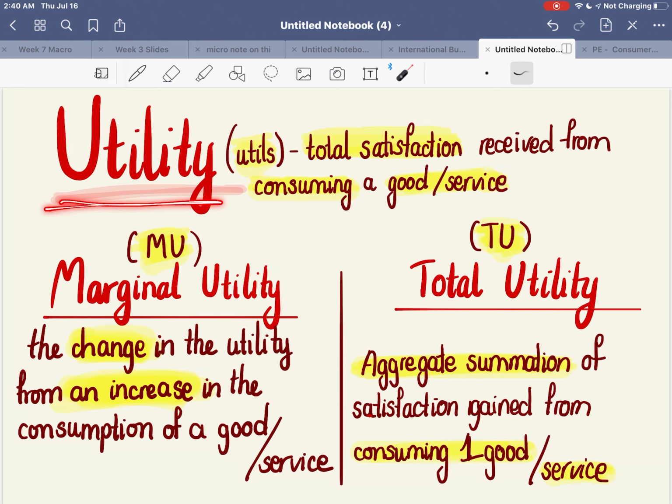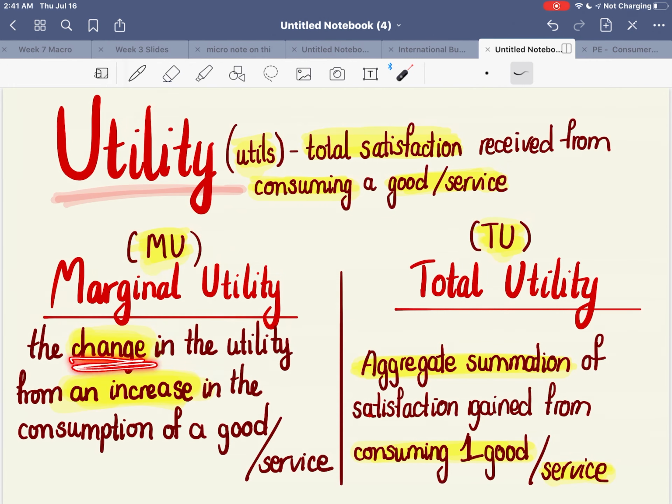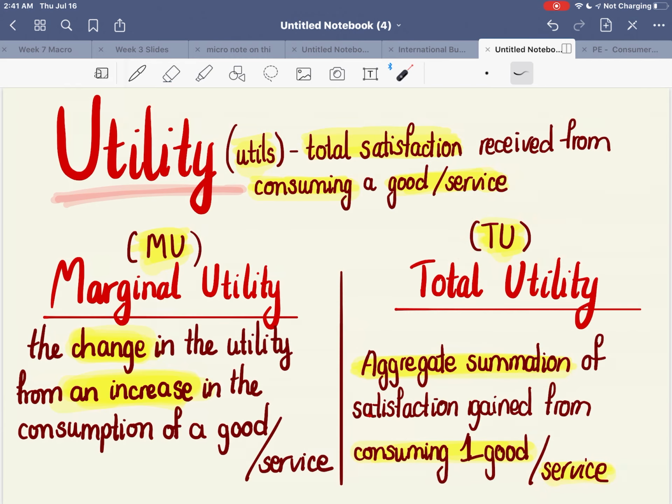First up, utility. Utility is one of the most important concepts in economics. It refers to the total satisfaction received from consuming a good or service. The unit of utility is, guess what? Unit. When you're studying utility, you will come across two definitions. First is marginal utility, or MU, which is the change in utility from an increase in the consumption of that good or service. The other is total utility, or TU, which is the aggregate summation of satisfaction received from the consumption of a good or service.